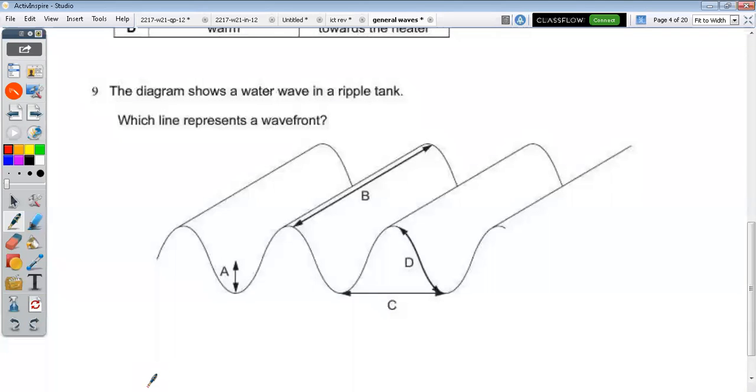What do you think? Complete wave? Both of you are quiet. A can be a complete wave. Where? It's only B. There. From that to that. Crest to crest.